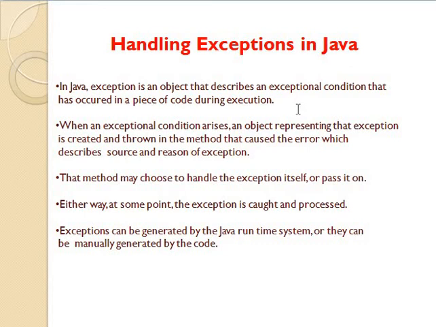In Java, an exception is an object that describes an exceptional condition that has occurred in a piece of code during execution. When an exceptional condition arises, an object representing that exception is created and thrown in the method that caused the error, which describes the source and region of the exception.